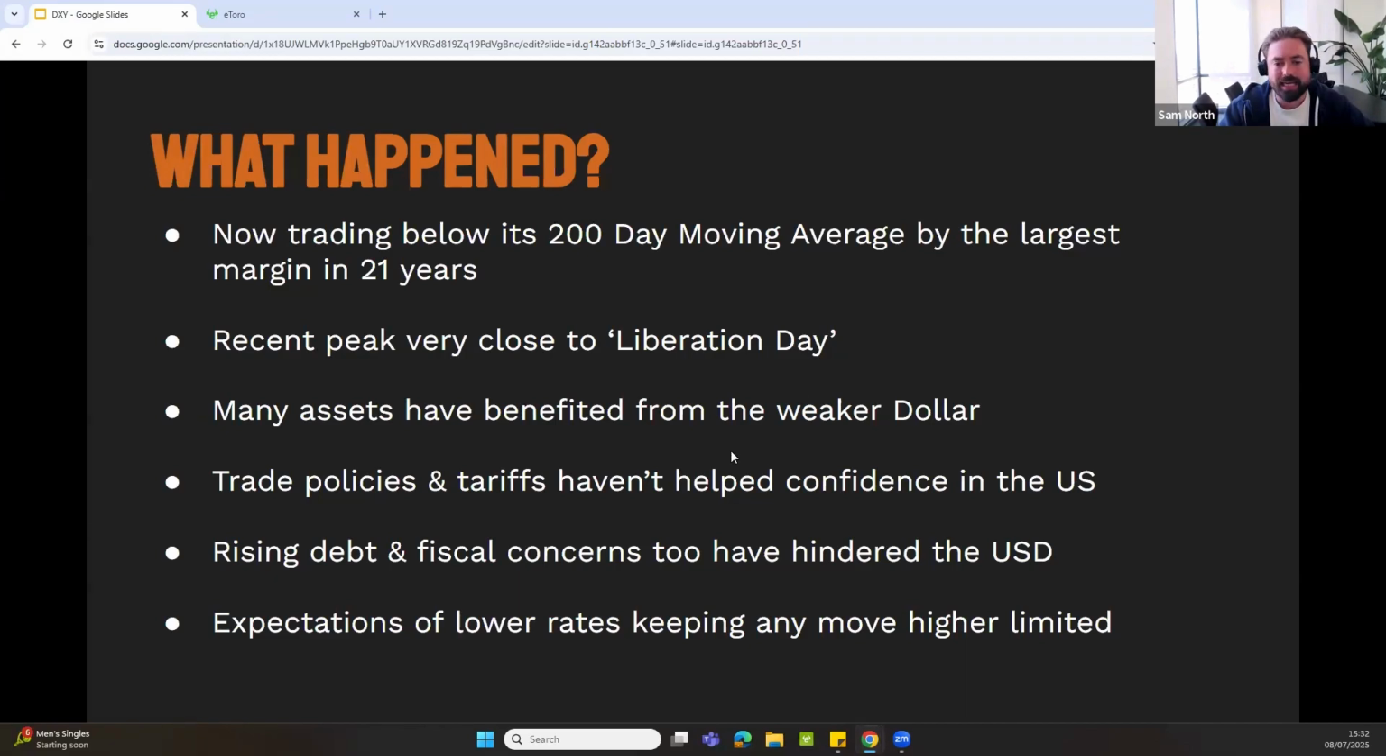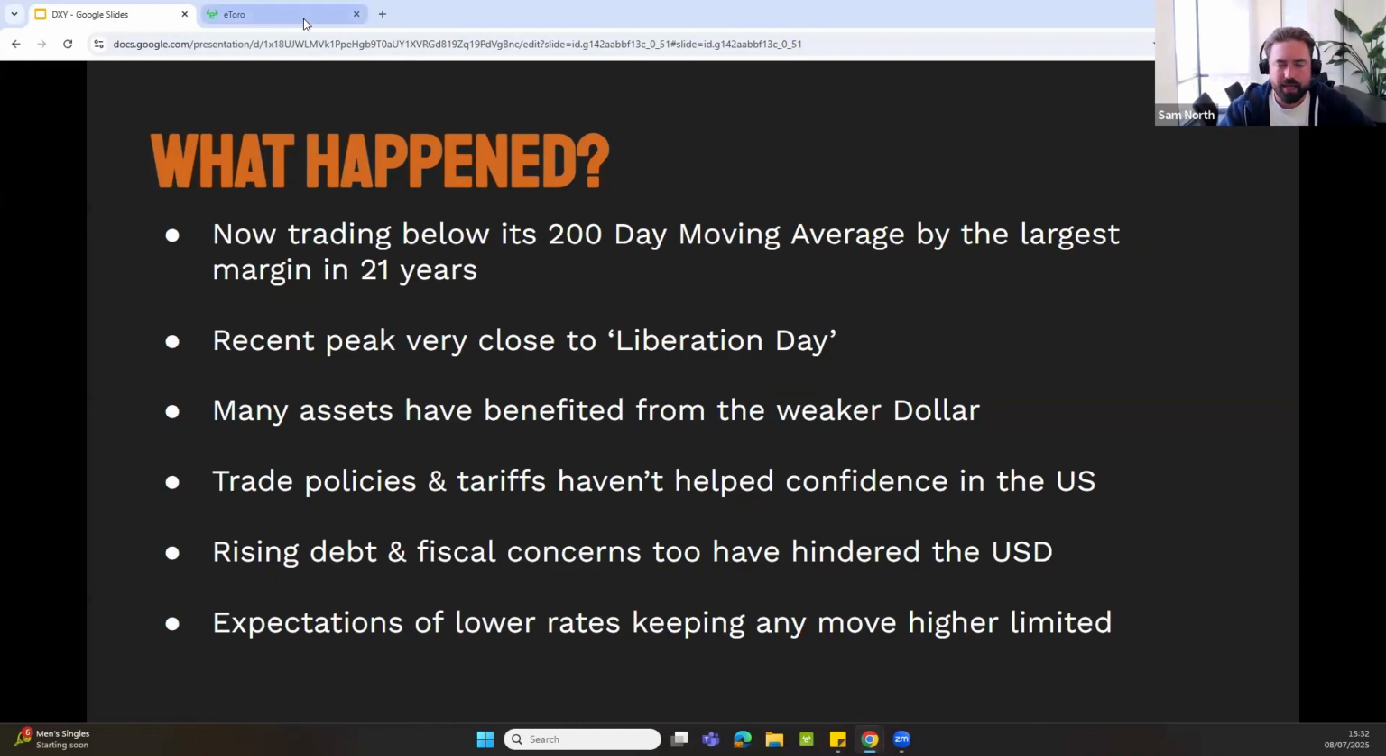Trade policies and tariffs haven't helped confidence in the US. That's one reason why the dollar has come under a little bit of pressure. Also, concerns about rising debt. The fiscal situation has also hindered the US dollar from strengthening. And also, if you want to add another reason why the dollar has maybe weakened, there are expectations of lower rates, which are keeping any move a little bit limited. But that said, there are other countries that are cutting rates that have still performed stronger than the dollar. So it's a mix of everything.